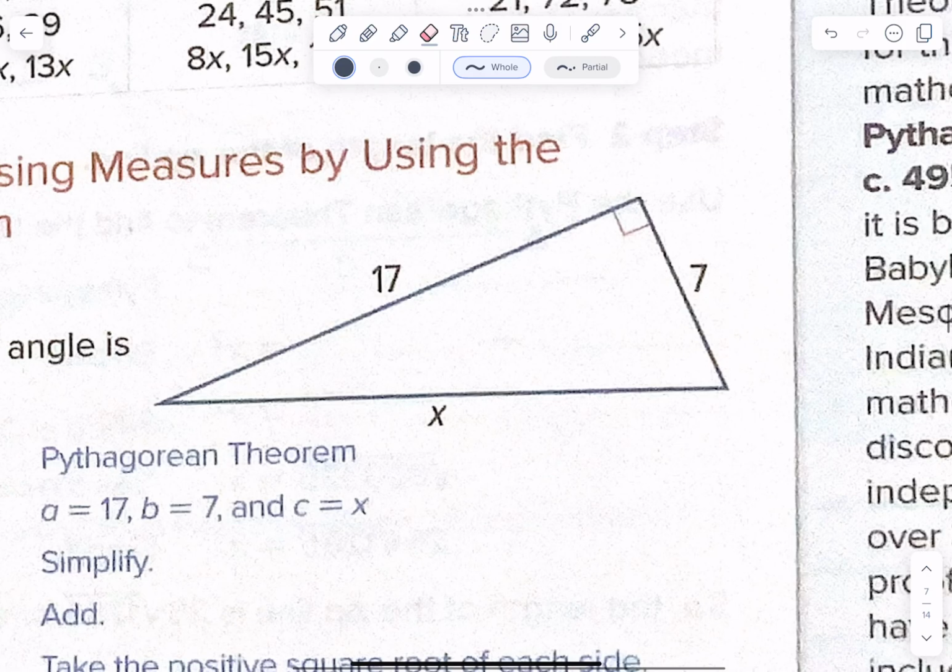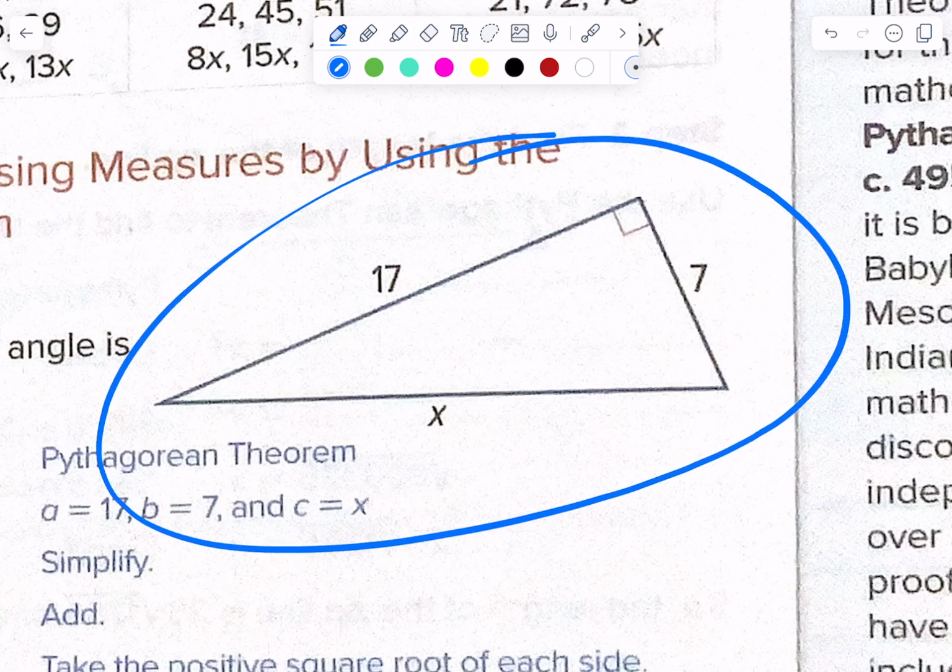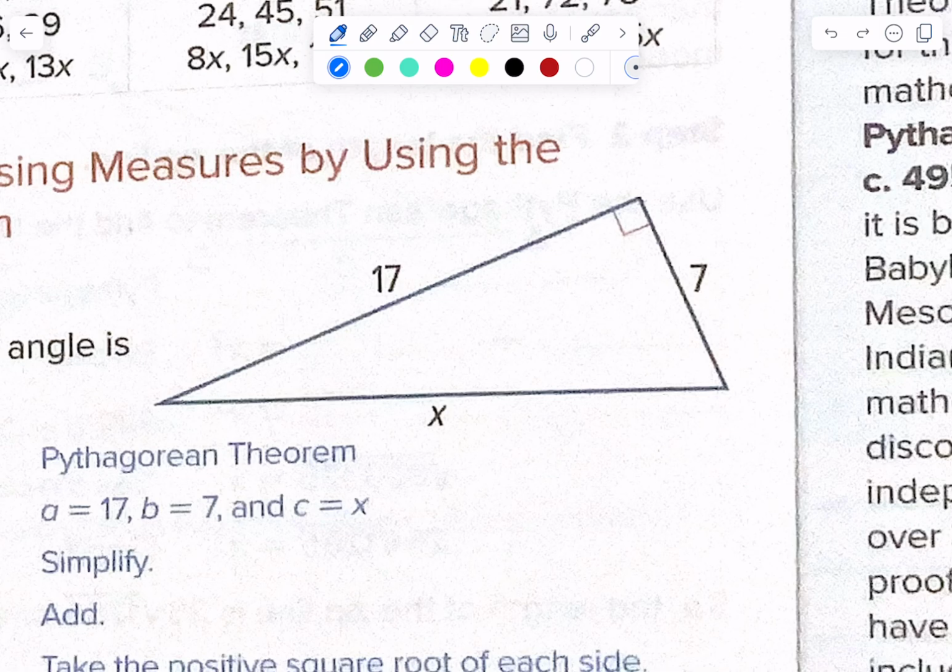So example 1: x, 7, and 17. This is a right triangle. The Pythagorean theorem only works for right triangles, yeah? Okay, first thing, which side is side C? X. Yes. It gets a little bit confusing, especially when they write the triangle in this way, because people are used to looking for the slanted side. So I have a lot of people that will look and say, C is 17. That is not true. Look for the 90-degree angle, and it's the side that's across from it. That's your side C. Got it?